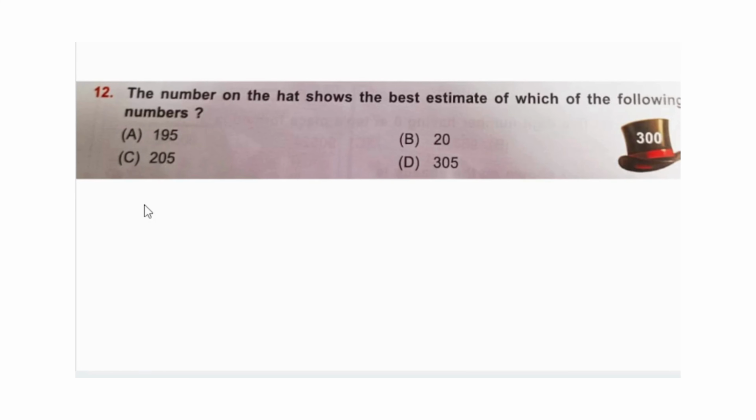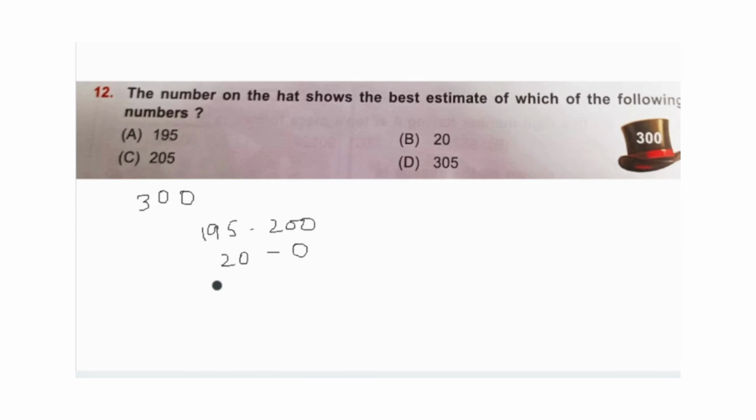Let's look at question number 12. Here the question says the number on the hat shows the best estimate of which of the following numbers. So let's look at the number on the hat. The number on the hat says 300. And let's look at our options. So option A is 195. The closest estimate of 195 is 200. For 20, the closest estimate is 0.